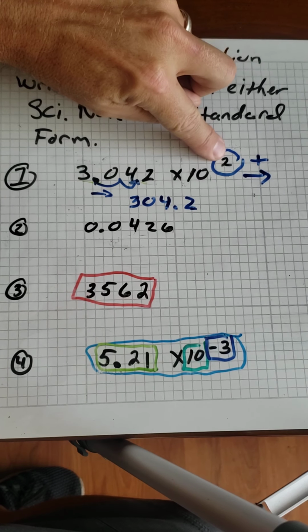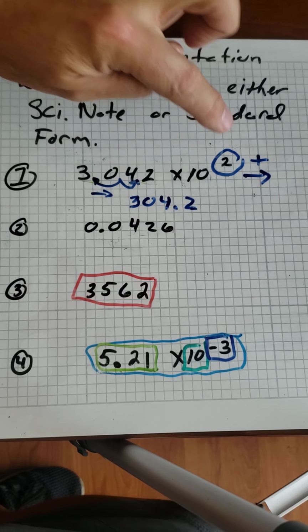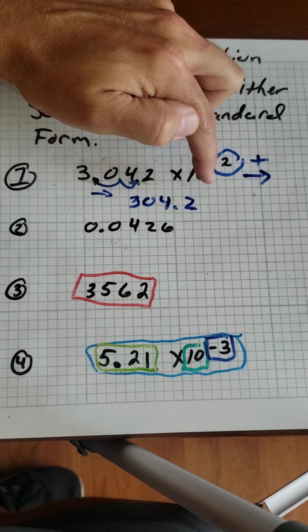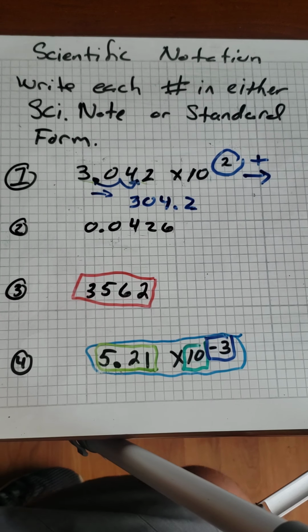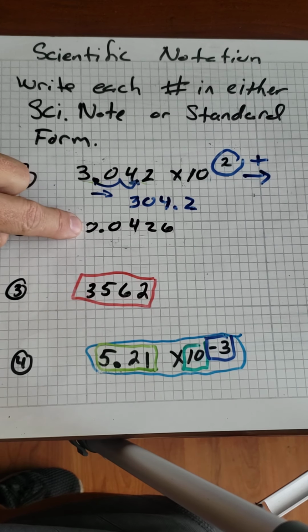Okay? That's what I remember about moving decimals left and right. That this tells me how many I'm going to move, and because it's positive, I'm moving to the right. Okay? Now, this one down below, I'm in standard form, but I'm going to go to scientific notation.